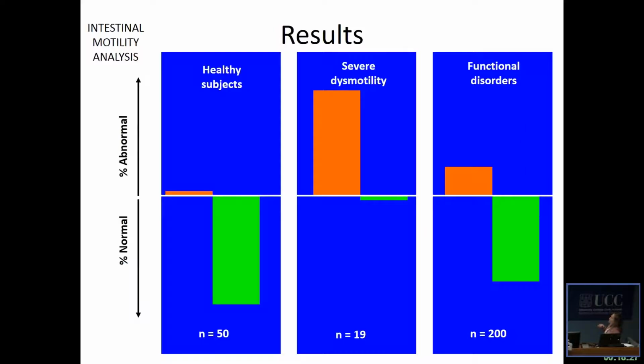Intestinal motility analysis here: percentage of cases detected as abnormal, out of the normal range, and percentage of cases found inside the normal range. In healthy subjects, more than 95% were detected inside the normal range. In severe dysmotility, all except one of these 19 patients were detected as abnormal. And what we found especially interesting is that in patients with IBS, about 25-30% of the patients also had abnormal intestinal motility using this technique, which, as you know, is not detected by intestinal manometry.